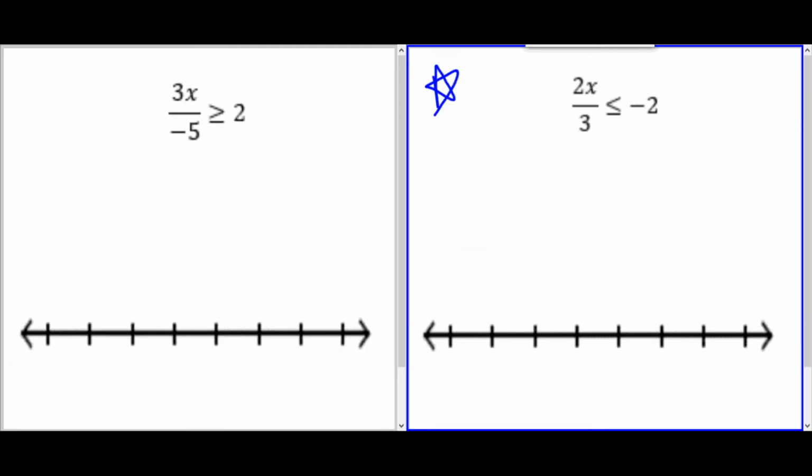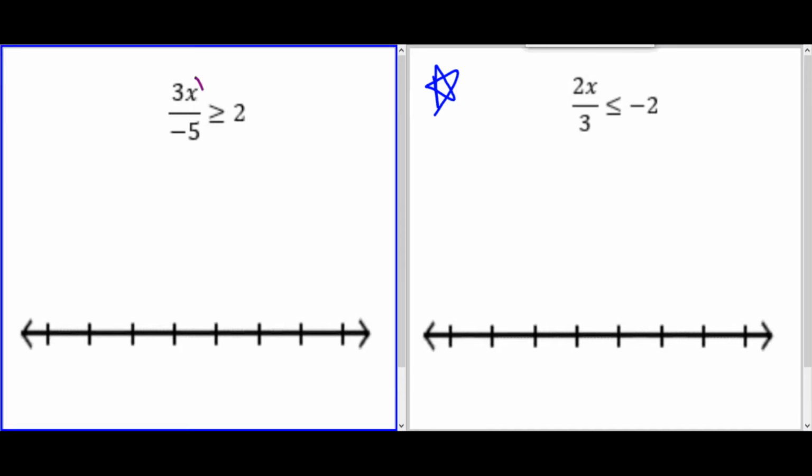So we got 3x divided by -5 is bigger than or equal to 2. To solve this, it's basically going to be like we solve an equation. Don't let that inequality sign throw you off. You're going to solve it very similar to how we solve an equation. The first thing you would want to do is multiply both sides by -5.